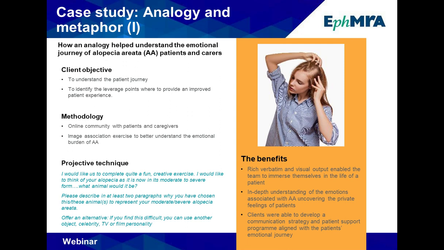So the way we set up the projective technique was this. We said, I would like you to complete quite a fun creative exercise. I would like you to think of your alopecia as it is now in its moderate to severe form. If you think about it, what would it be? Please describe it in at least 2 paragraphs, why you have chosen this animal or these animals to represent your moderate to severe alopecia areata.